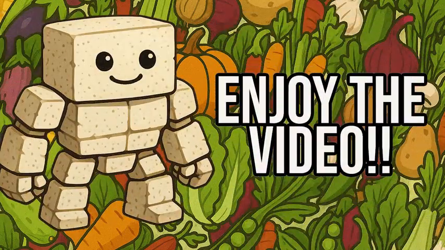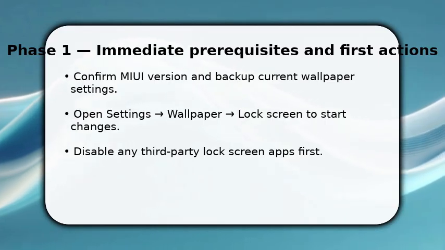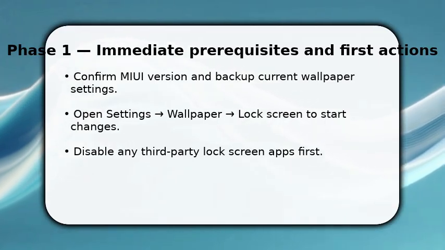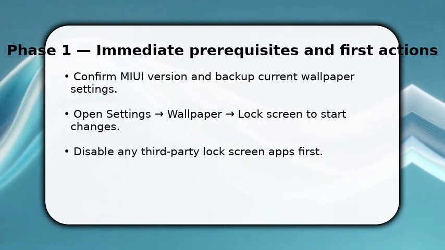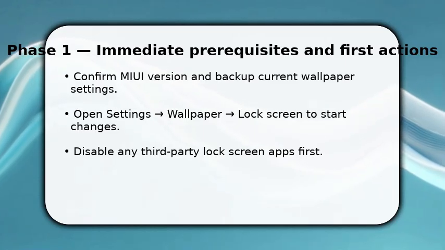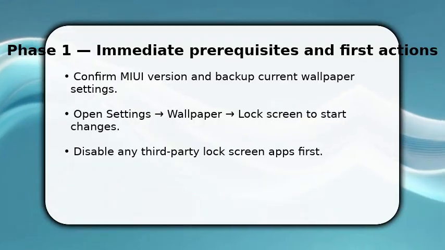Please enjoy the video. You start by confirming your MIUI version and backing up the current lock screen wallpaper. This prevents surprises. Once done, open Settings, go to Wallpaper, then choose Lock Screen so you're in the right menu. Make sure to disable any third-party lock screen apps now. They override system options. You'll act fast here.